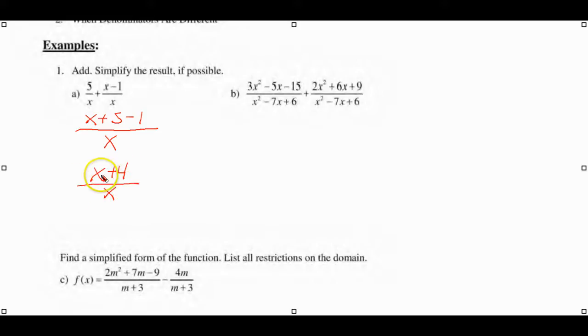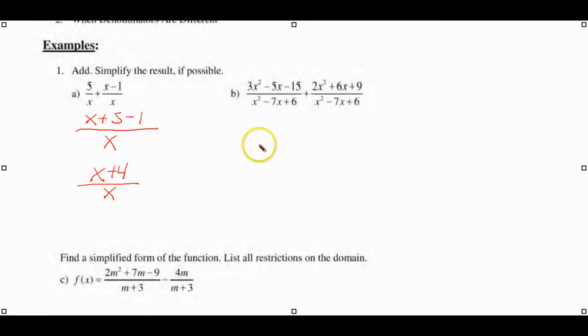Now recall that x in the numerator here is a term, and 4 is a term. So you cannot cancel out common terms, only common factors. So this is as far as you can go.